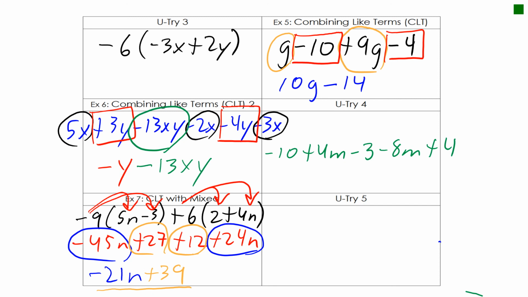All right. Here is your final U-try: negative 10 times (1 minus 9a) plus (a minus 10) times 6.